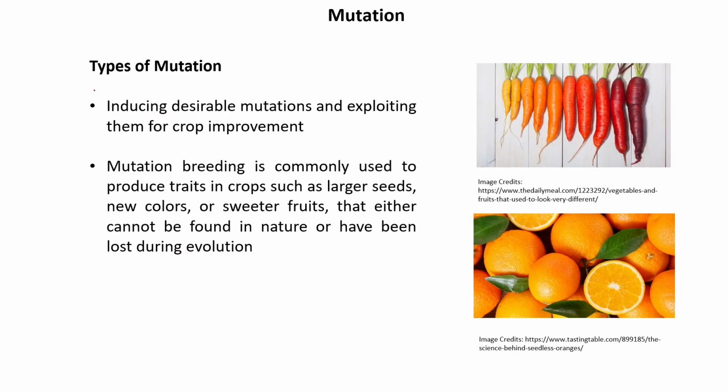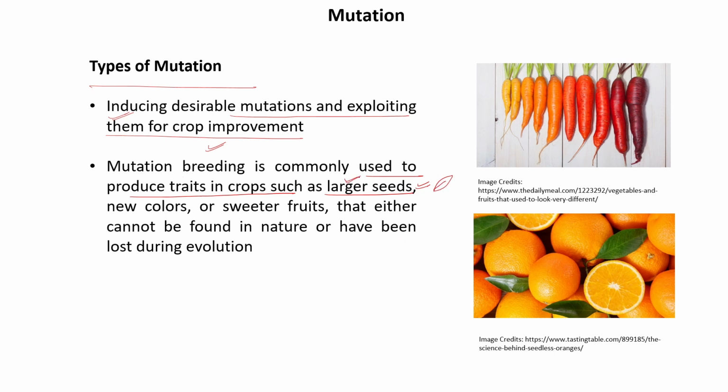Moving to the types of mutation in this context only. Induced desirable mutation and exploiting them for crop improvement. So induced desirable mutation is exploited for crop improvement. It has been used for the improvement of the crop. So mutation breeding is commonly used to produce traits in crops such as larger seeds. We want a crop like rice and wheat, that their grain should be larger.